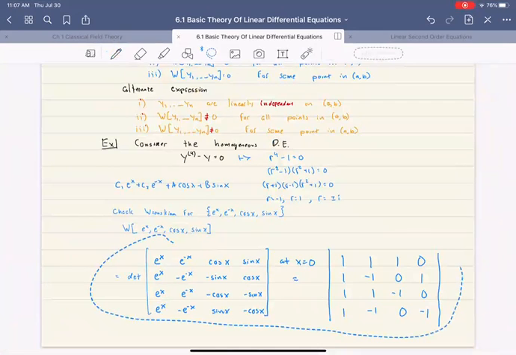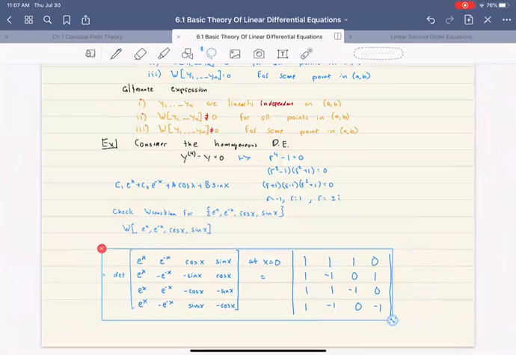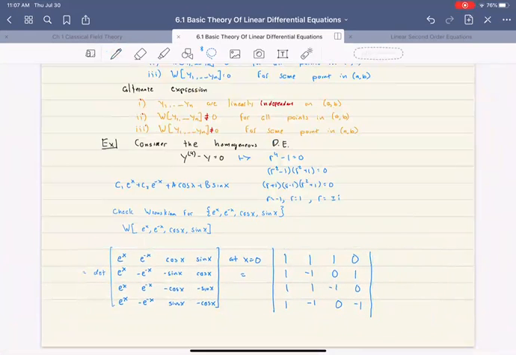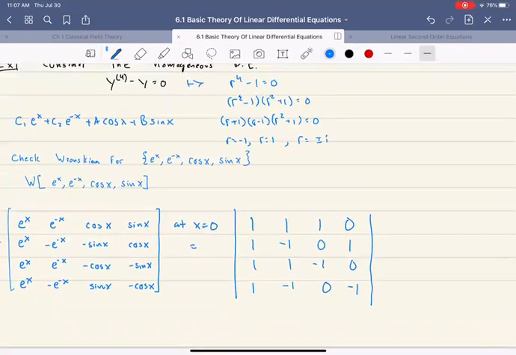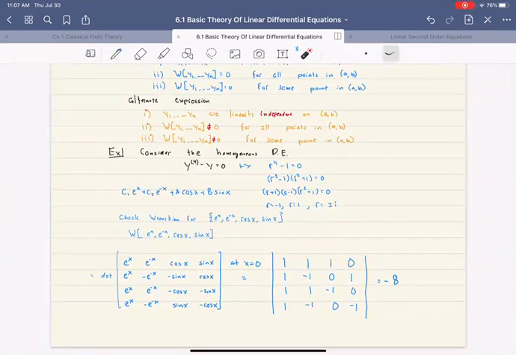Make this a little smaller. Okay, so this is negative 8. So the Wronskian is non-zero at some point. So that means that my set is in fact linearly independent.